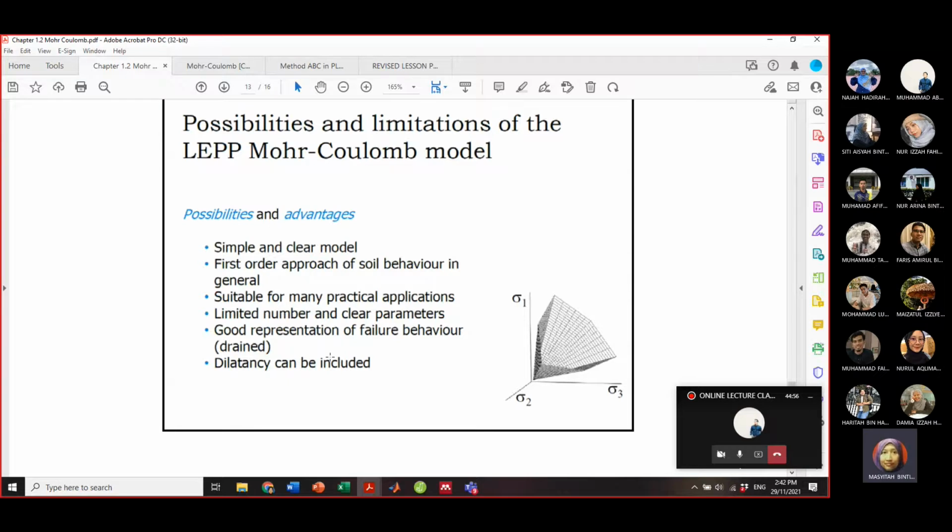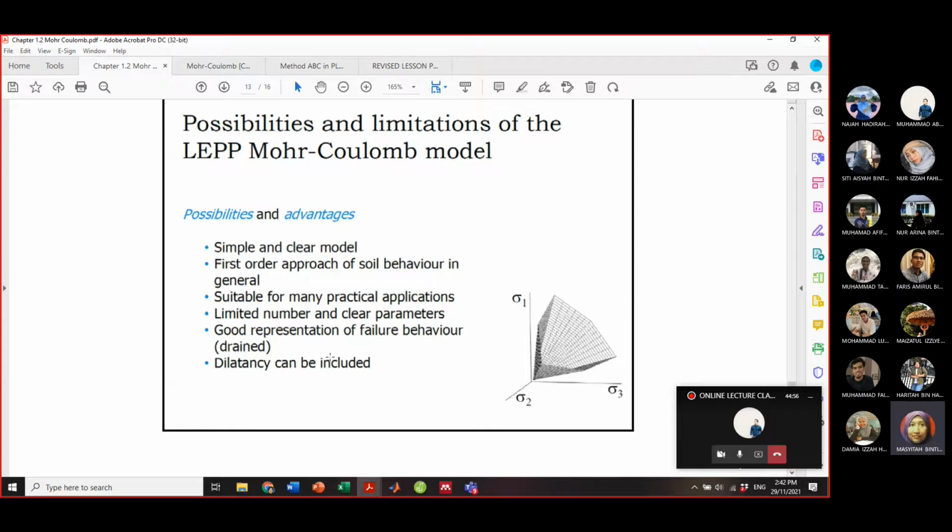The limited number and clear parameters. How and why it says limited number and clear parameters is due to the number of parameters for sure. You tahu 5 saja.